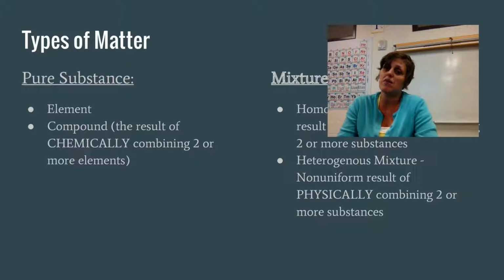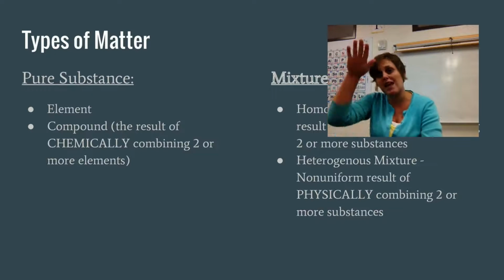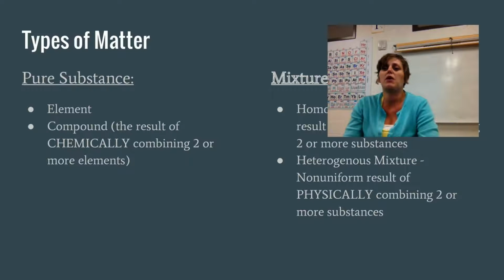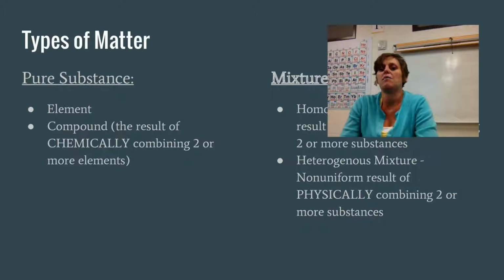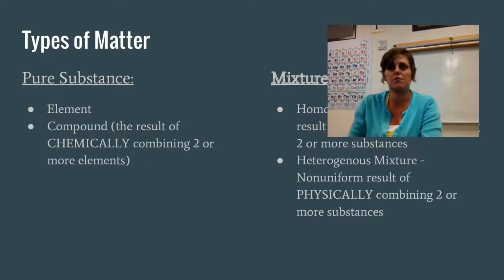A homogeneous mixture, remember homo means same, so that means it's uniform or the same all the way through. Where heterogeneous is two or more substances that are, again, physically bound, so they're just kind of mixed together. There's no interaction with those electrons. The molecules are just kind of sitting, hanging out together. Heterogeneous means hetero, means different. So there's different parts, discernible different parts of that substance.